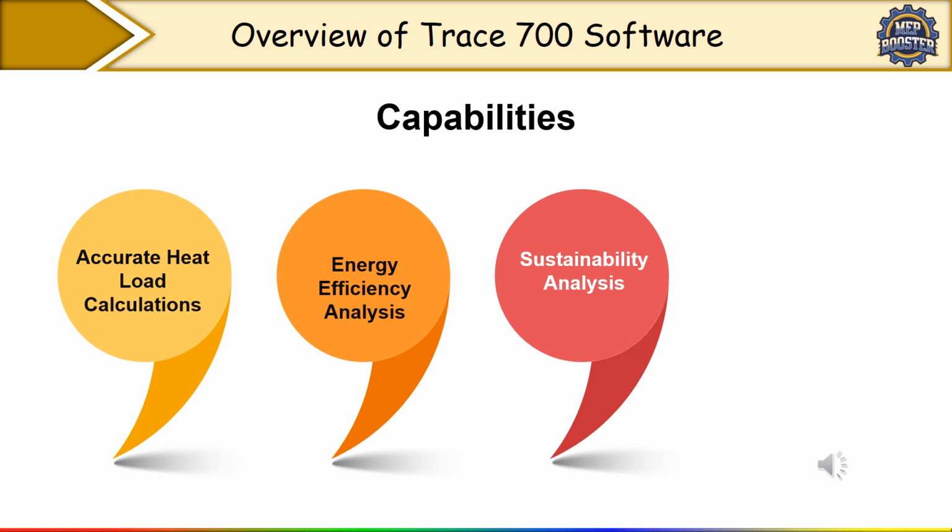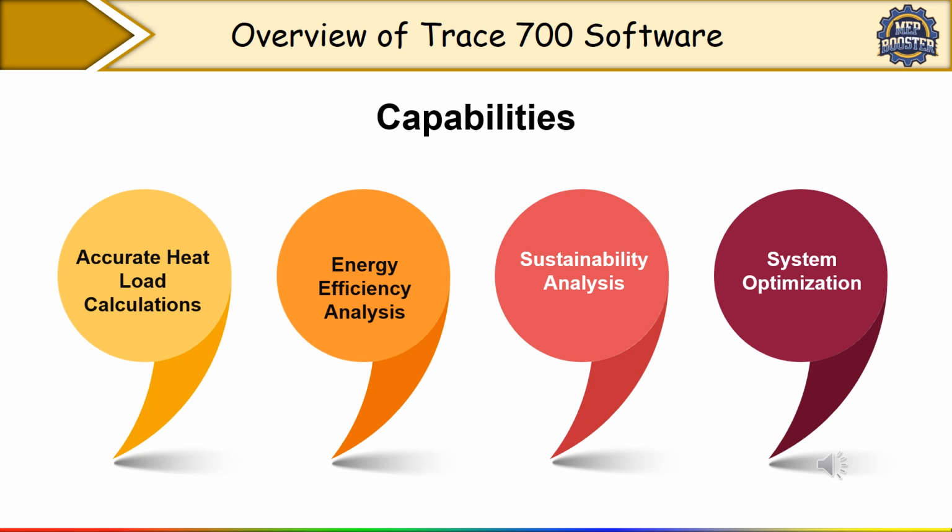Next is sustainability analysis. After that, you will get system optimization, which I have already discussed. The software allows for the optimization of HVAC system design, control strategies and set points. It conducts sensitivity analysis to identify key factors influencing energy performance. It also supports the evaluation of alternative design options and energy conservation measures. So these are the capabilities of Trace 700.